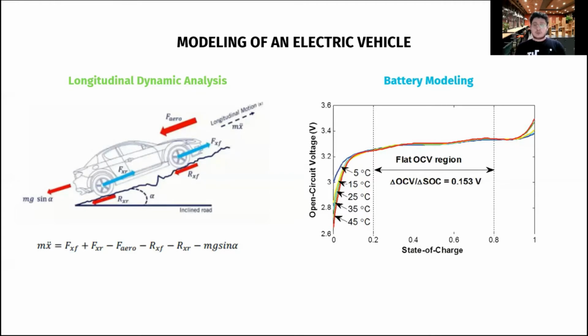Battery modeling should also be considered, since as can be seen on the right side of the screen, the output voltage of the battery is not constant. It depends on the battery material, operating temperature, and state of charge value. Therefore, the output voltage should be updated considering the energy level during the simulations.